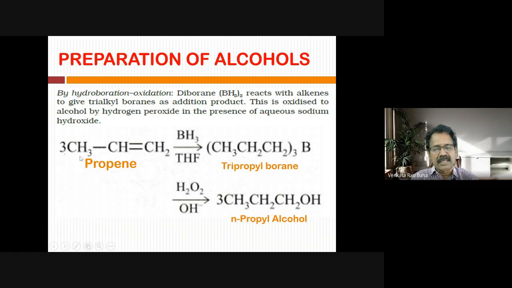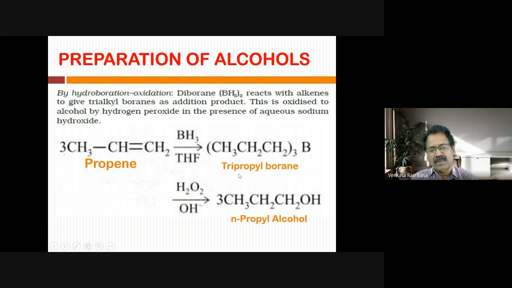Take for example an alkene like propene, CH3, CH double bond CH2. It is reacted with BH3, that is half of diborane, in tetrahydrofuran. This is the solvent used for this process. Then what is the molecule obtained? Tripropyl borane, (CH3CH2CH2)3B. Tripropyl borane is the product obtained. This acts as an intermediate addition product, of course.